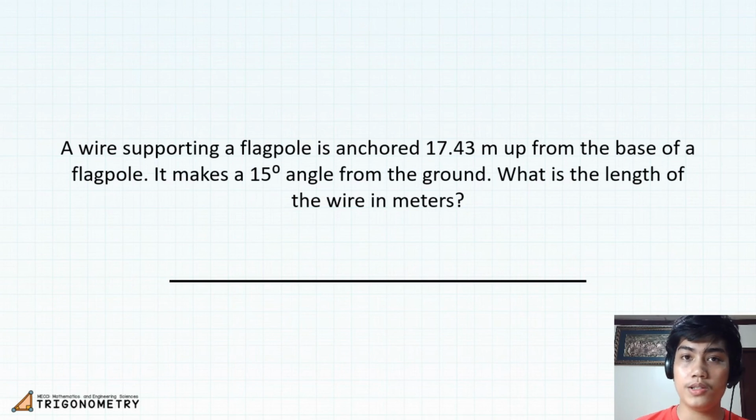The first one is: a wire supporting a flagpole is anchored 17.43 meters up from the base of the flagpole. It makes a 15-degree angle from the ground. What is the length of the wire in meters? I'm going to give you time to pause the video and try to solve that problem. Okay, now let's try solving it.